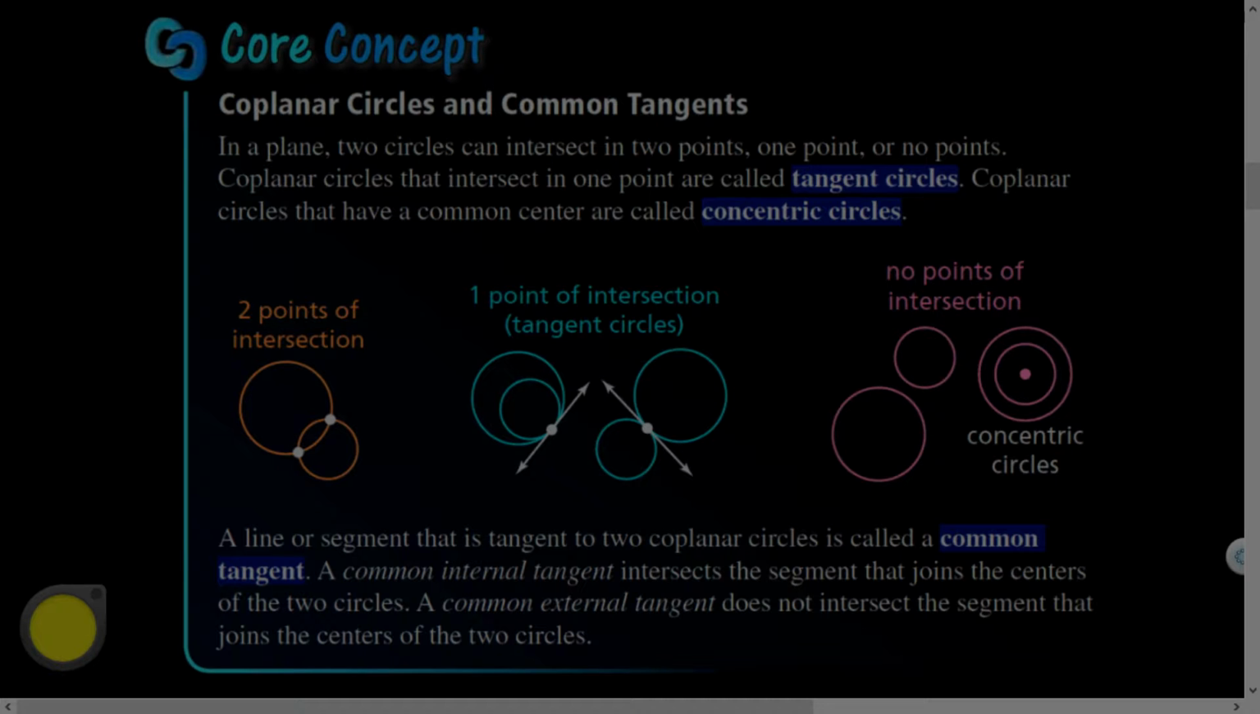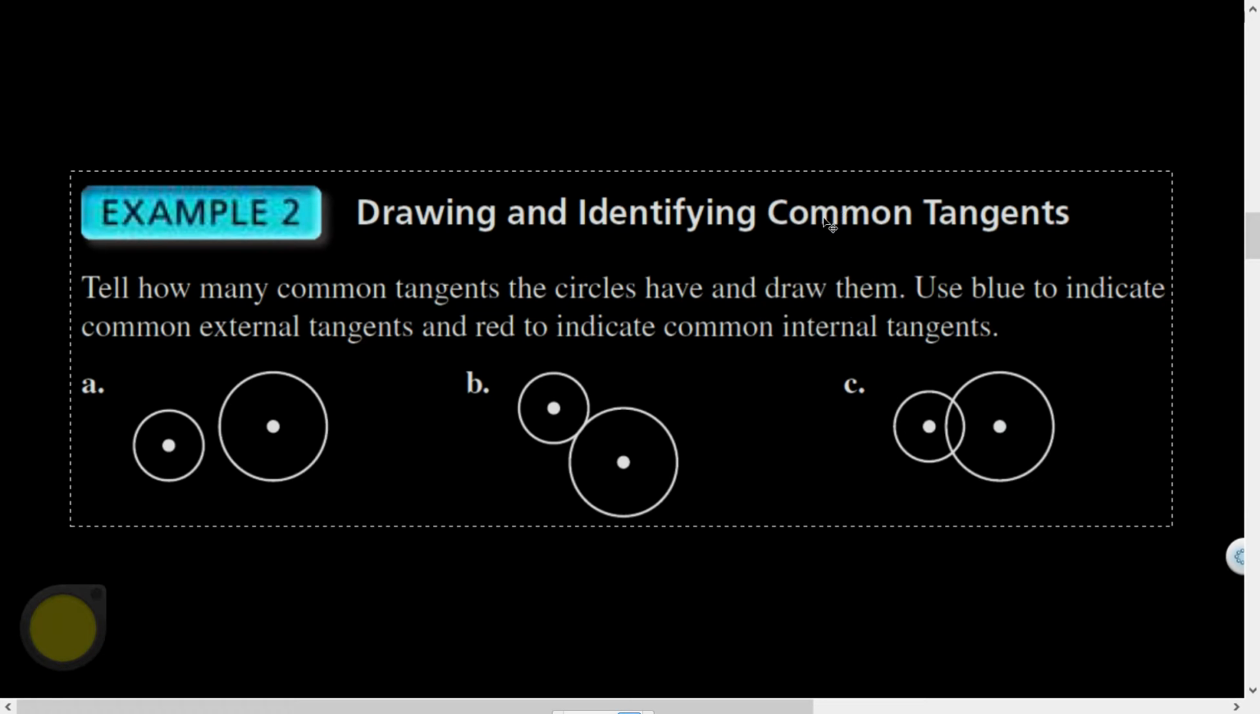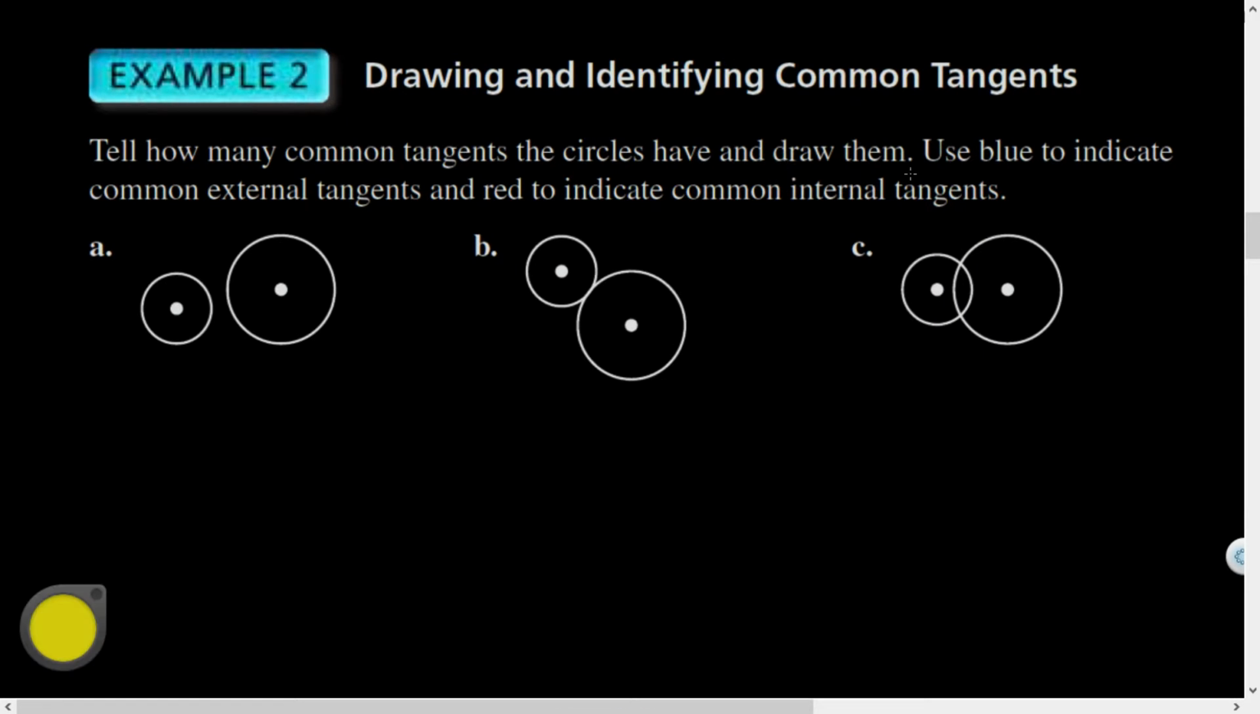Example 2. Drawing and identifying common tangents. Tell how many common tangents the circles have and draw them. Use blue to indicate common external tangents. So let me draw some external tangents. So you could imagine something like that and like that. You could use a straight edge if you wanted.